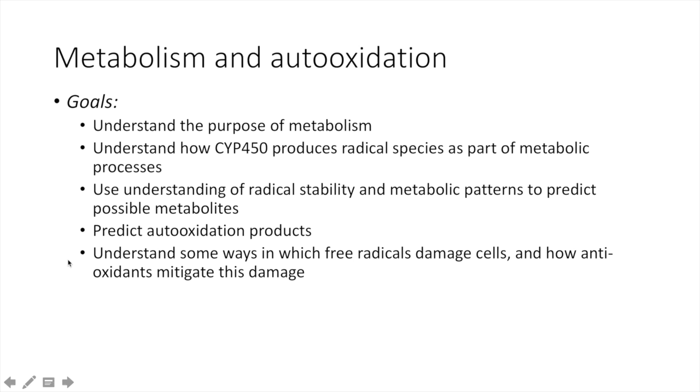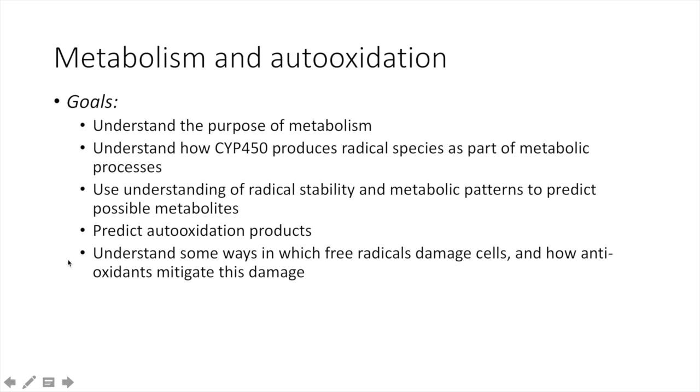of these metabolic processes. We want to use our understanding of radical stability to understand metabolic patterns, because these metabolites come from stable radicals most of the time. And if we understand what radicals are stable, then we'll be able to predict possible metabolites for certain drugs. We should also be able to predict autooxidation products. So autooxidation is when molecules are oxidized by molecular oxygen, O2.